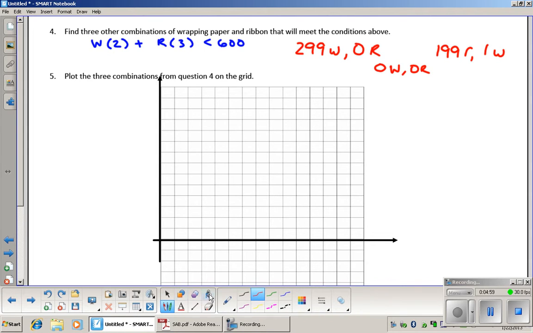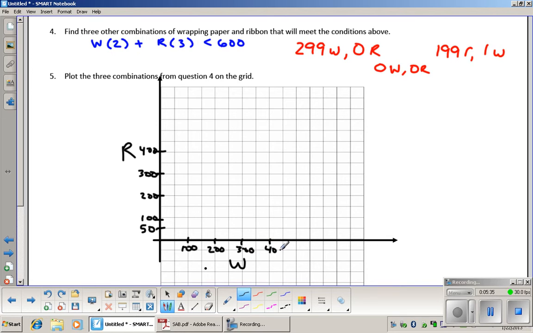So I'm going to go ahead and graph wrapping paper here, ribbons here. So looking at the numbers, the smallest R I have to deal with is 0, biggest R is 199. So I think I'm going to count by 50s here. So that's 50, 100, 200, 300, 400. Okay. And looking at my W's, the biggest W I need to account for is that, so I'll count by the same. So 100, 200, 300.